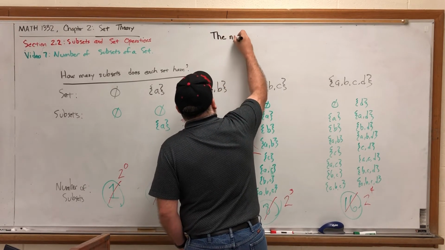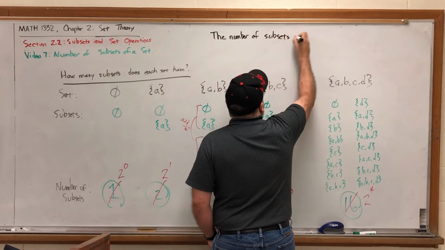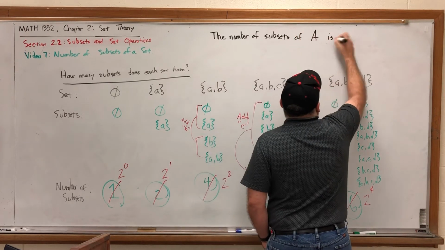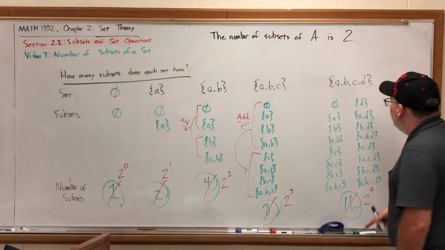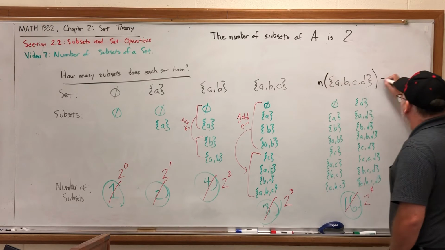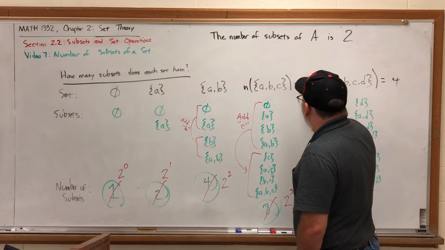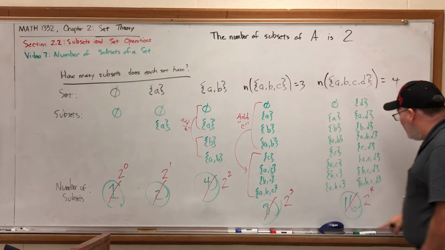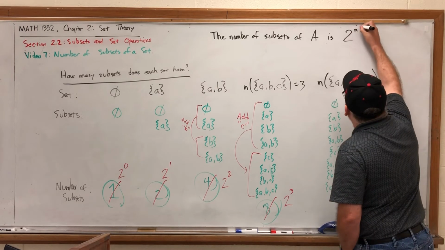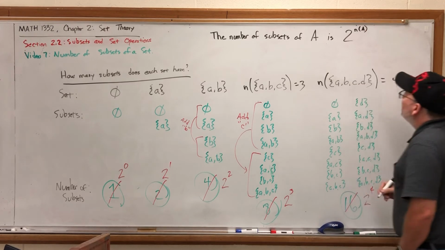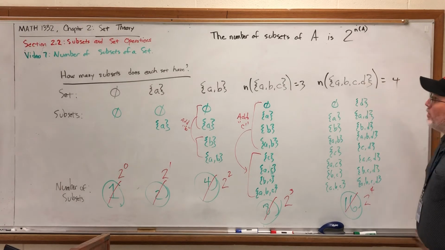The number of subsets of A is 2 to a power, but the power matches the cardinality. Remember, cardinality is asking the question, what's the number of elements in this set, 4? What's the number of elements in this set, 3, etc. So we can represent this exponent by saying the cardinality of the set. Now this may look a little intimidating, but this is simply saying count how many elements are in the set. Use that as the power of the 2.